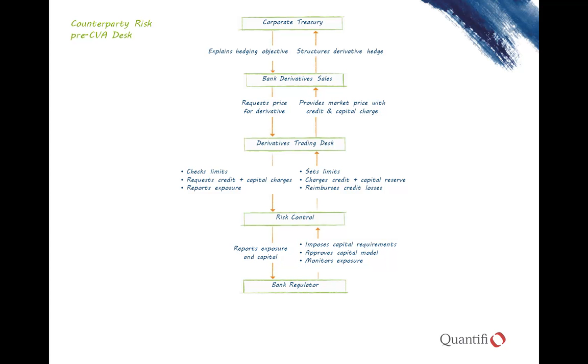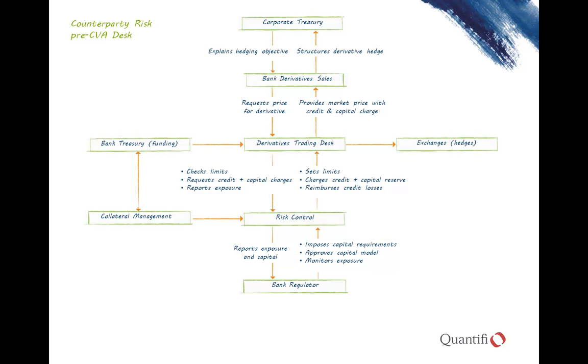The Risk Control Group provides exposure reports and required capital metrics to the bank's regulator, which approves the capital calculation methodology, audits the bank's risk management processes, and monitors its ongoing exposure according to the Basel guidelines.